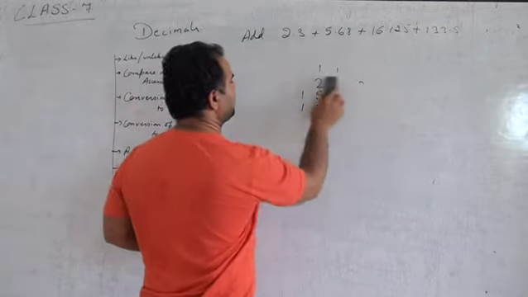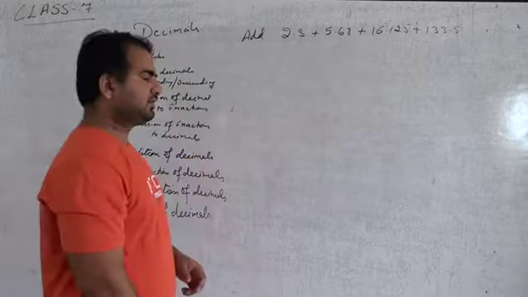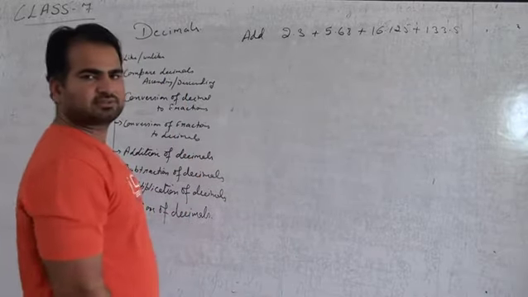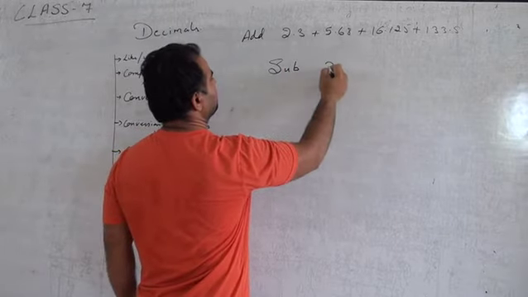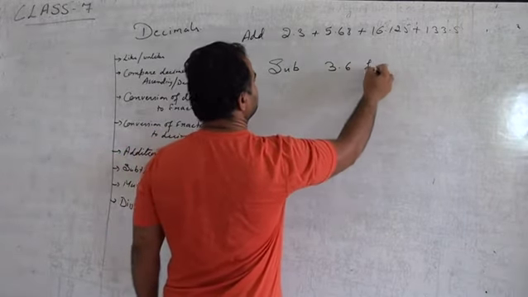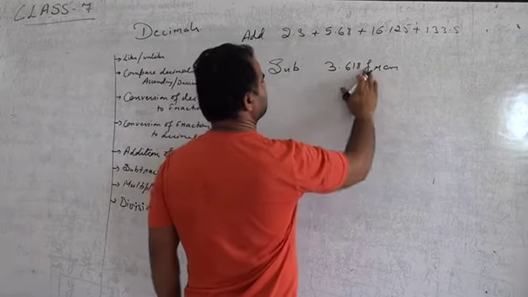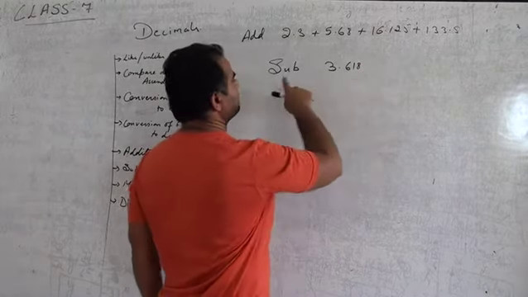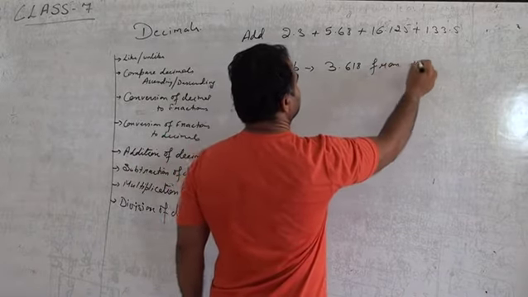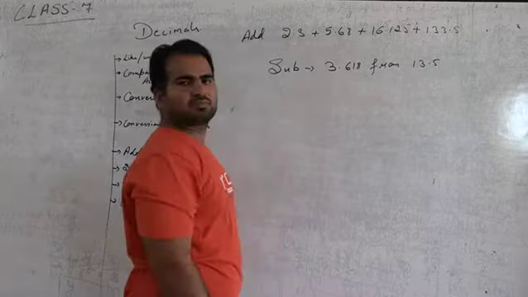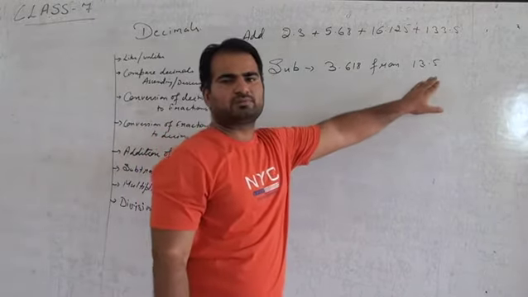So you can add all of these by placing them decimal by decimal. The same thing we have to do for subtraction. Like we have to subtract 3.618. Okay, so make it a bit tough. Subtract 3.168 from 13.5. What we have to do? We have to subtract 3.168 from 13.5.